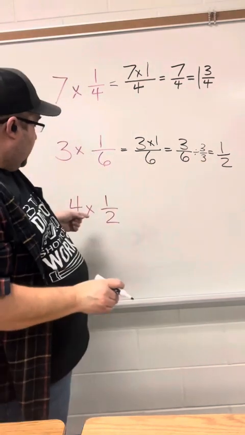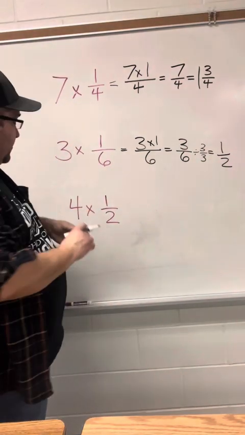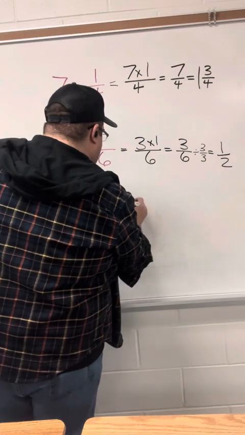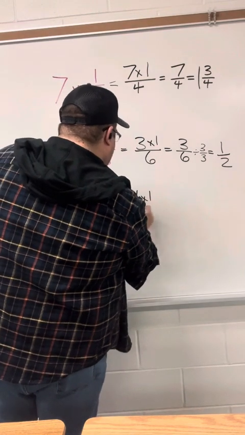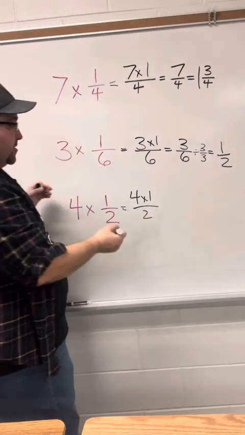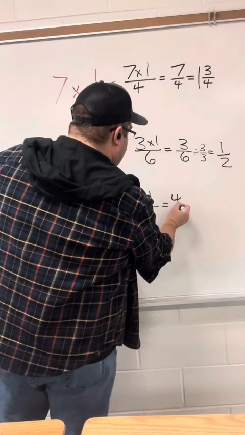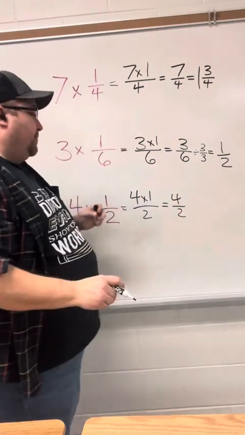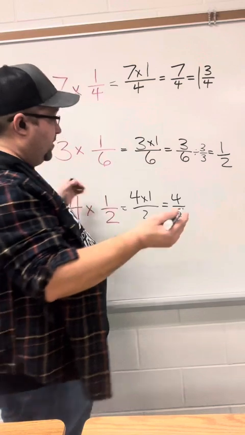And last but not least, 4 times 1/2. Again, up top, we're going to get 4 times 1. 2 is our denominator, so we get 4 over 2. What's 4 divided by 2? Well, it is 2, isn't it?